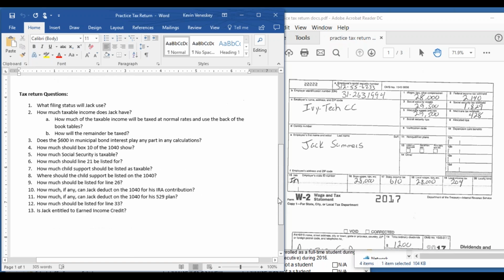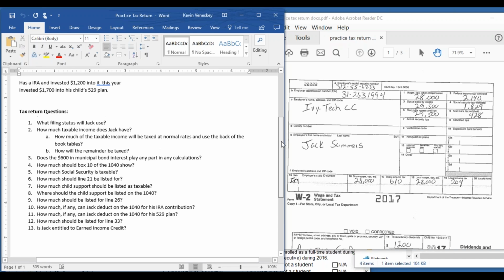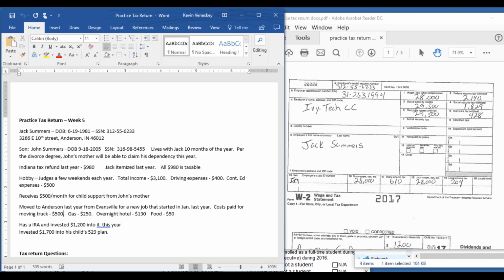So then these are the type of questions that I want us to be able to answer, and these are the type of questions that I will have for the quizzes when you actually prepare the tax return for homework. These are the type of questions that I would want you to be able to answer. All right, so let's go through. Let's put in the beginning information. If you haven't done that, go ahead and start that.